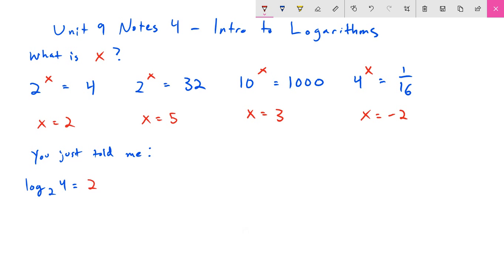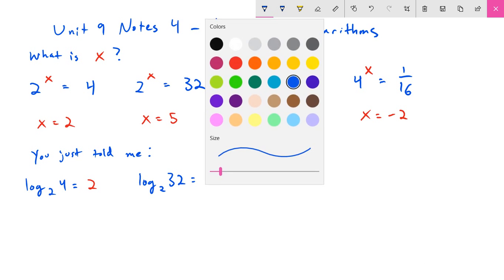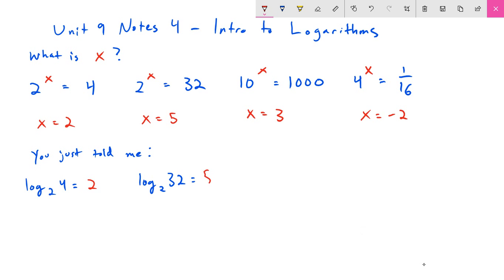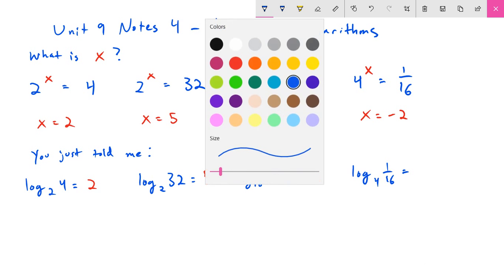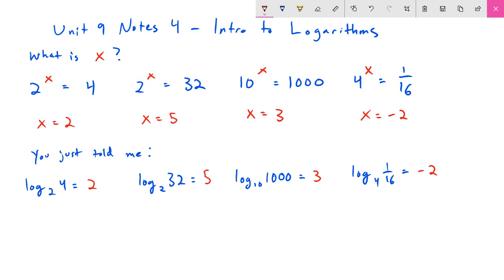The answer was 2. So, can you tell me what the log base 2 of 32 is? You already told me what it was. It was 5. The same thing goes if I ask you what is the log base 10 of 1,000? 3. You gave me the answer already. And lastly, write this down. Log base 4 of 1 over 16. What would that be? Negative 2. So without you even knowing that you were doing this, you're able to find what log values are. That's what you're doing when you're finding x.